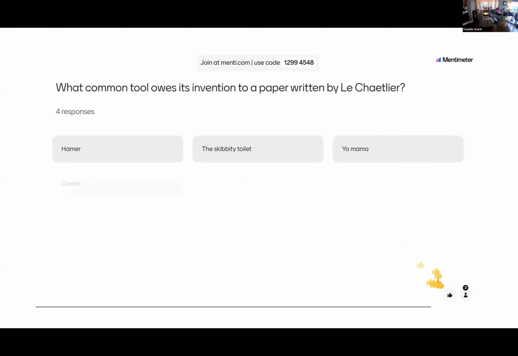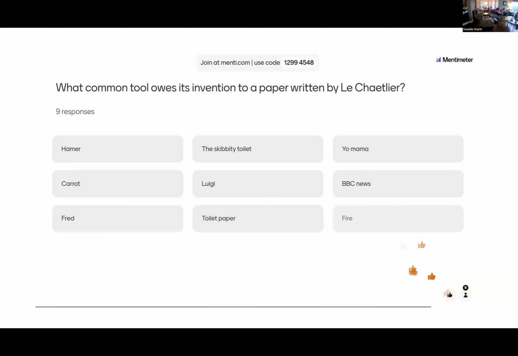Yo, mama. Good one. Luigi. Carrot. Carrot's a good tool. You can use it for lots of big things. That is a tool, for sure. You can use it for things. Yep. Bread. Toilet paper. Would be good. Doggo. Fire. Filter paper. Okay.